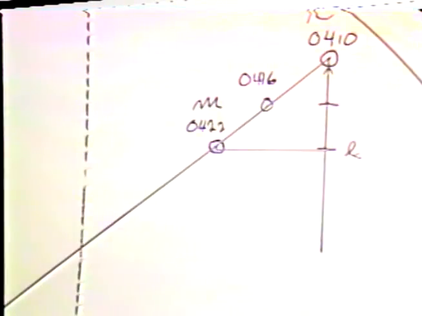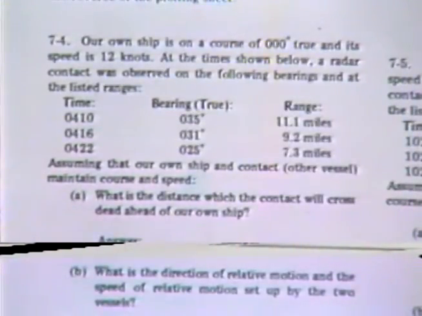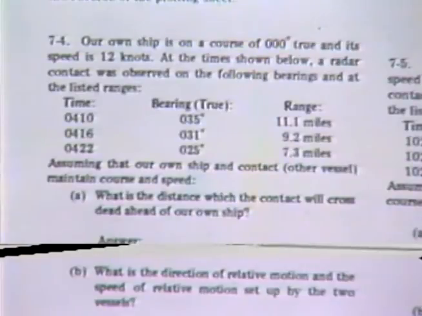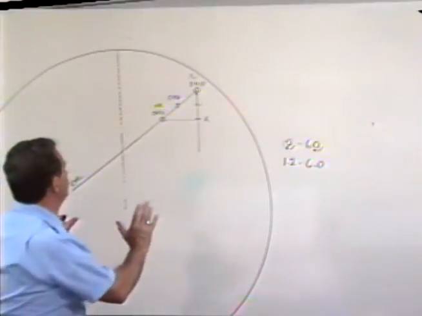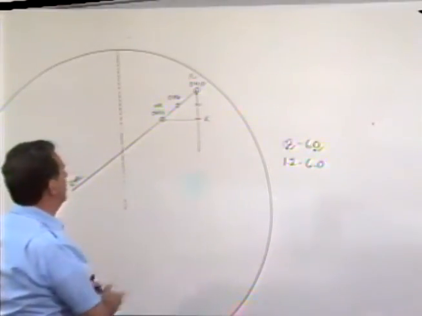Now we have arrived at a point where we can start answering some of the questions that are in the book. And the first question asks you, what is the distance which the contact will cross dead ahead of our own ship? And this is what I explained to you a little while ago. I want you to try to understand what you're seeing and try to visualize it.